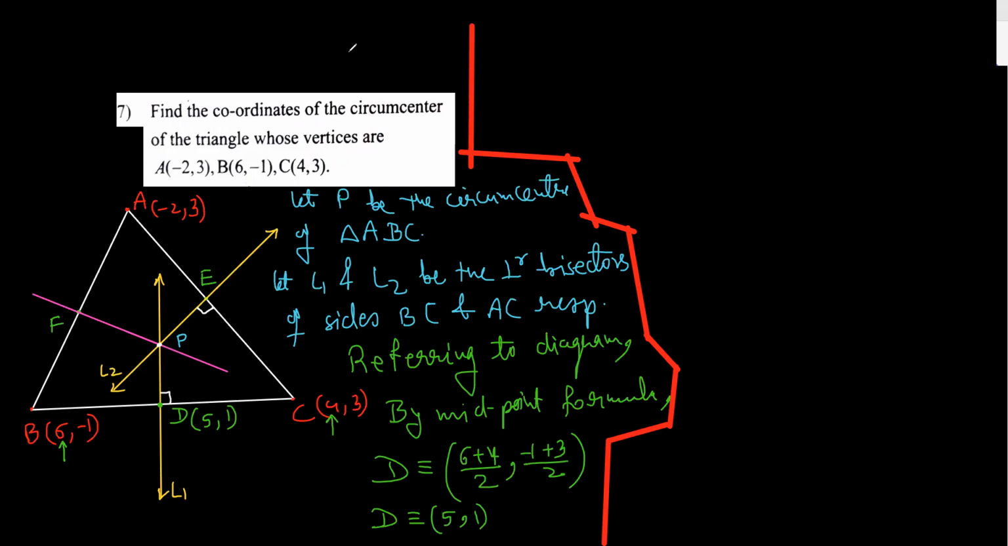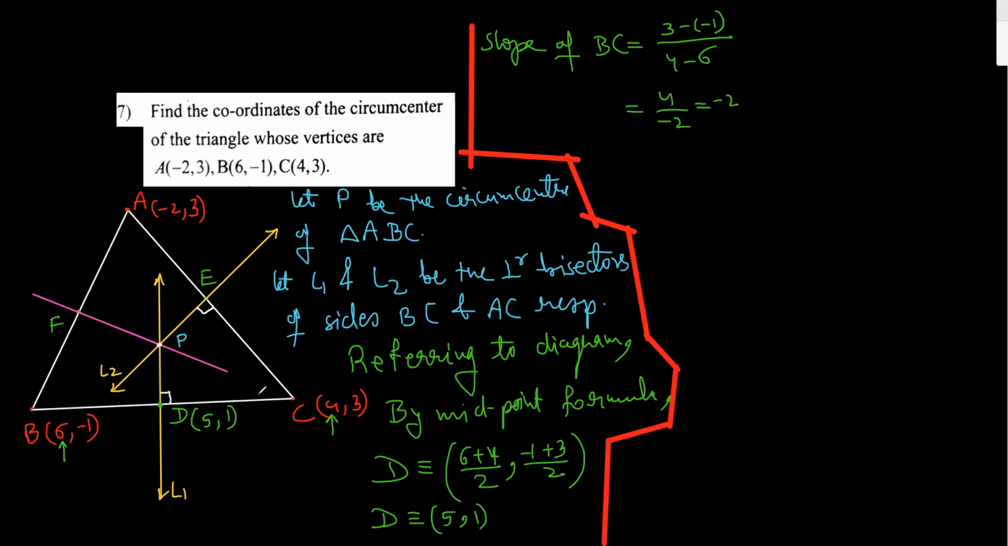So I go ahead, I write slope of BC is equal to y2 minus y1 upon x2 minus x1. You see this? So 3 minus of minus 1 upon 4 minus 6. So here you have 3 plus 1, 4 upon minus 2, that is equal to minus 2. So you got the slope of BC as minus 2.